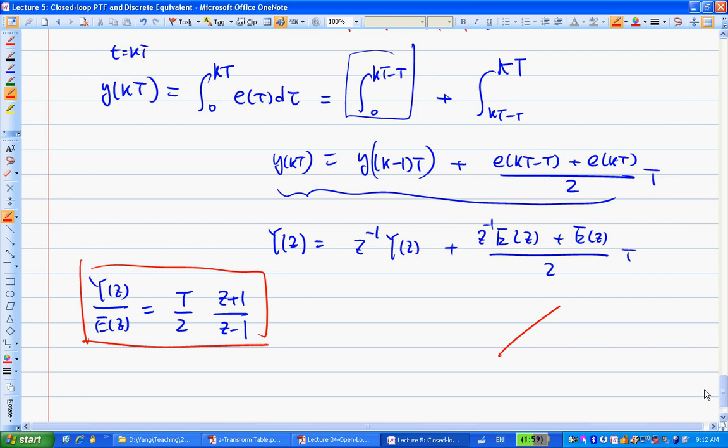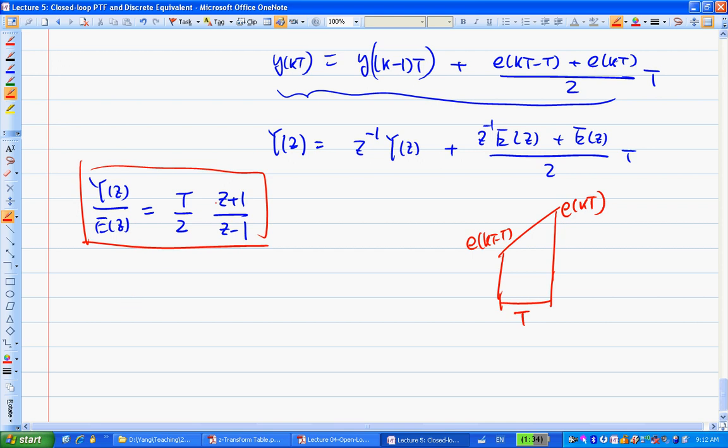So basically, we're talking about the area of this, right? Area of a trapezoid. Yeah. And this side is E of KT minus T and E of KT, and this side is T. So that's basically an approximation of the integral. What this does is this 1 over S. Originally, the S block is 1 over S. Now it's going to be approximated by this one. That's Tustin's approximation.